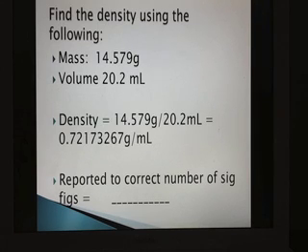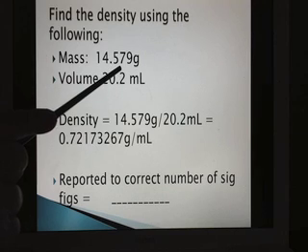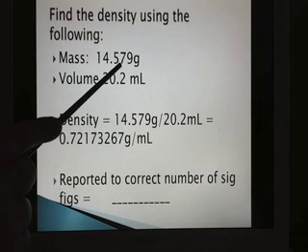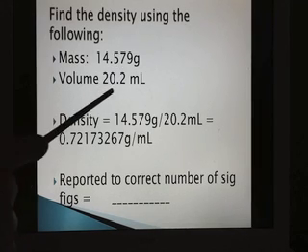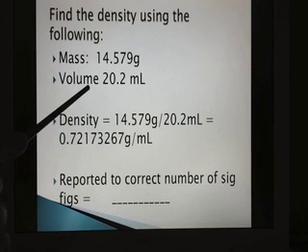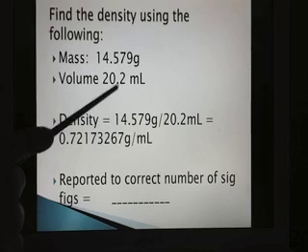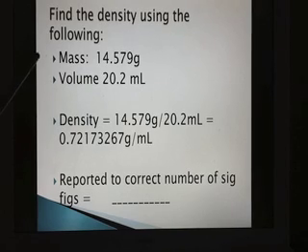Let's calculate the density. Well, we had a very precise balance, giving us a mass of 14.579 grams. How many sig figs in that number? Write it down. Did you write down a 5? Good. We measured our volume, and it was 20.2 milliliters. Write down how many sig figs are in 20.2 milliliters. Did you say 3? Good.